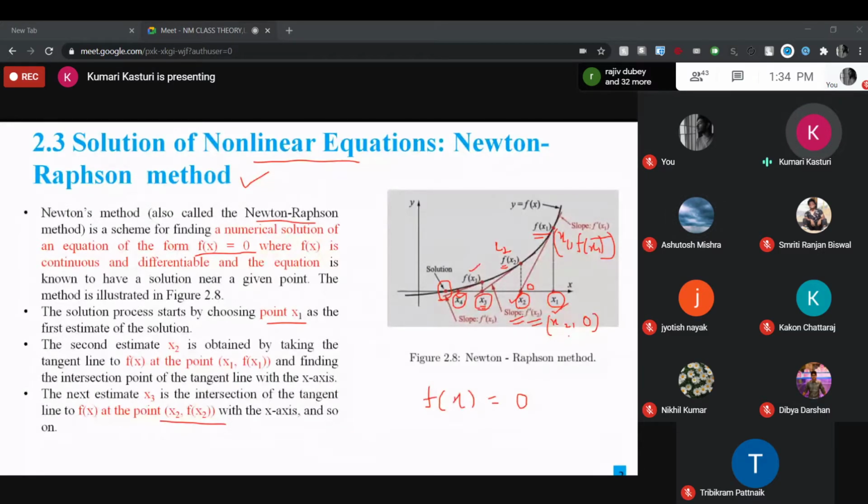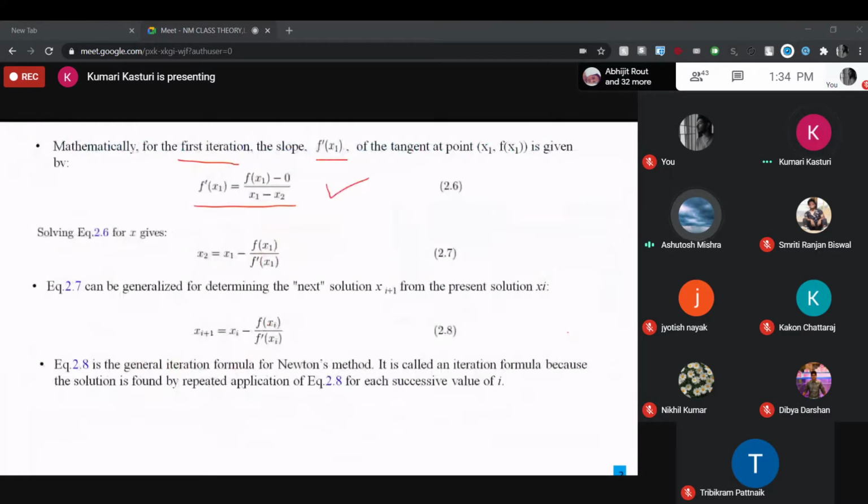Now just find y2 minus y1. That means f of x1 minus 0 divided by x1 minus x2. That is the slope. And the slope is nothing but the derivative of the function. Okay, so write down this equation. This formula we need to solve the question.